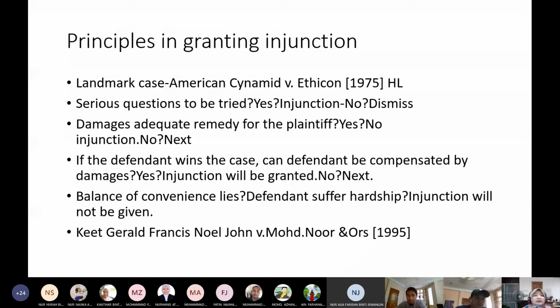What are your arguments? Arguments that you must have. Number one, are there any serious questions to be tried? You must state that. Convince me. What are your points? What are your serious questions to be tried? Is it about copyright? Is it about licensing? Or is it about guardianship of your children? Or you're afraid that your children might be abused or things like that? If it's serious, yes, the court will give you an injunction. If it's not serious, the court will dismiss your injunction application.